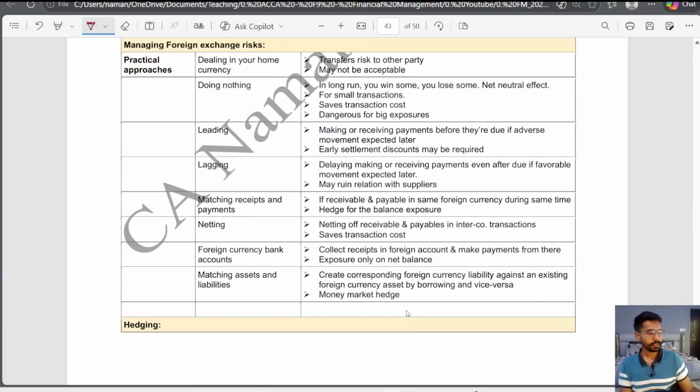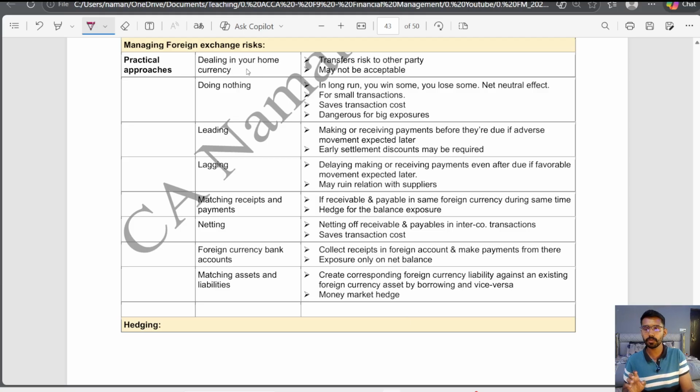Now we've discussed how to read and navigate through foreign exchange transactions. We've discussed appreciation, depreciation, foreign exchange risk, etc., and two theories which help us approximate and estimate what the future forward rate or future spot rate is going to be. Now we'll discuss how to manage this foreign exchange risk. There are certain practical approaches to manage the foreign exchange risk.